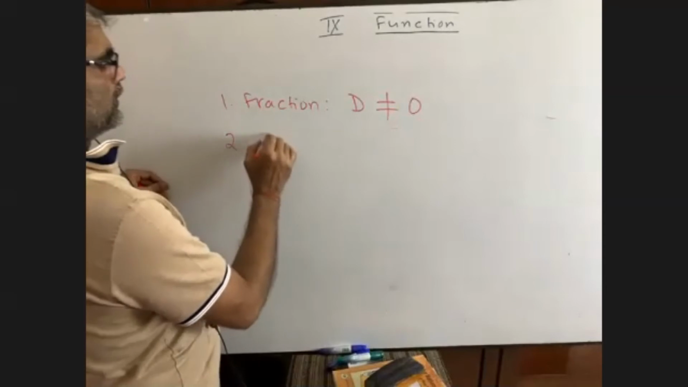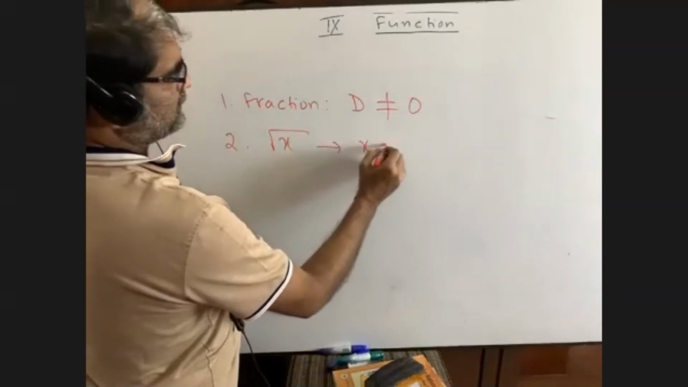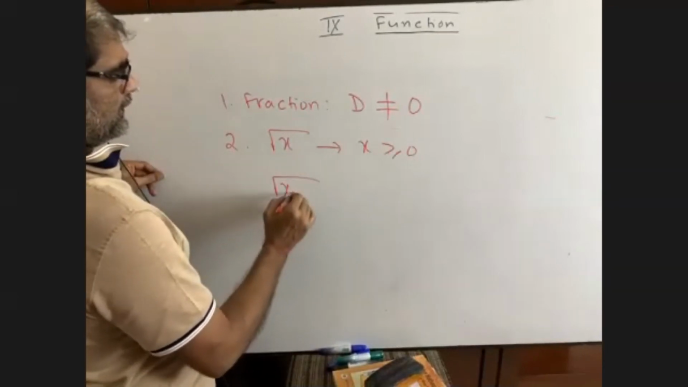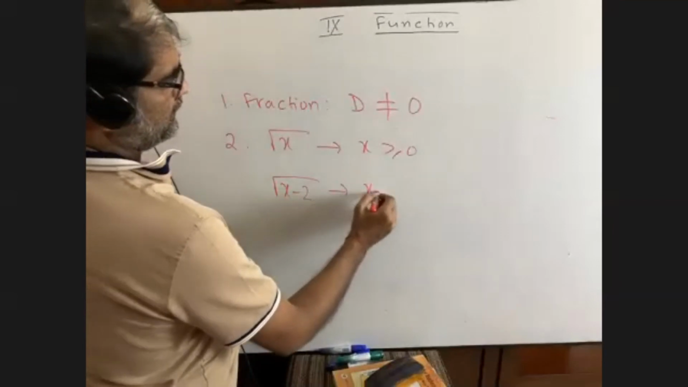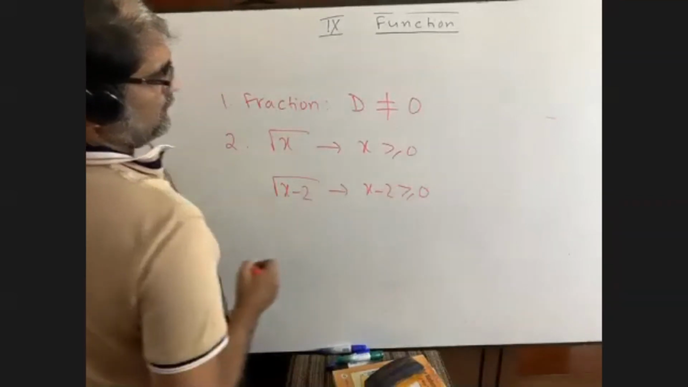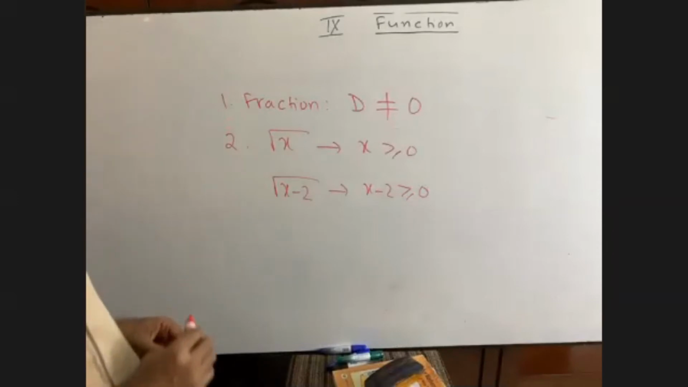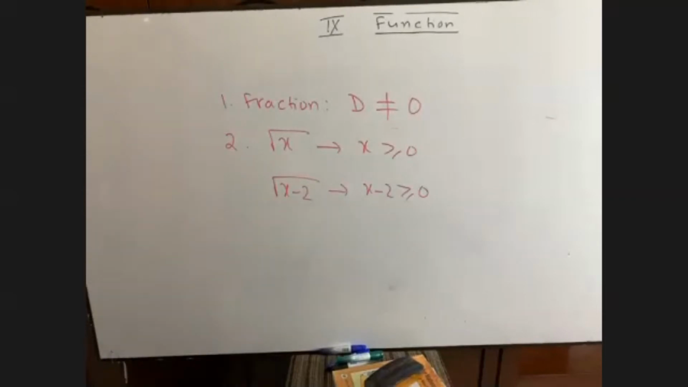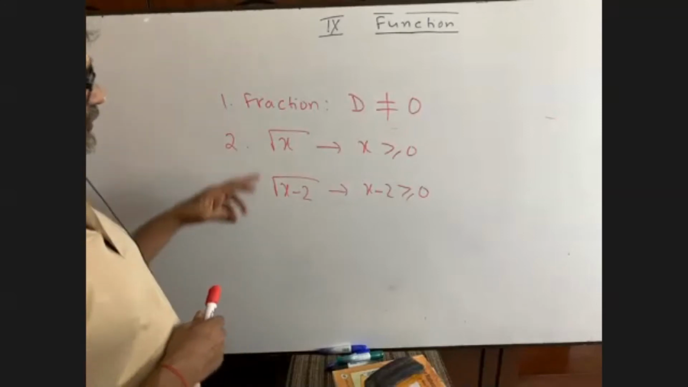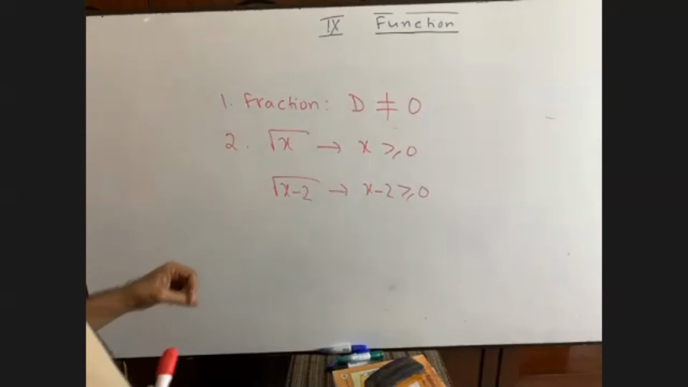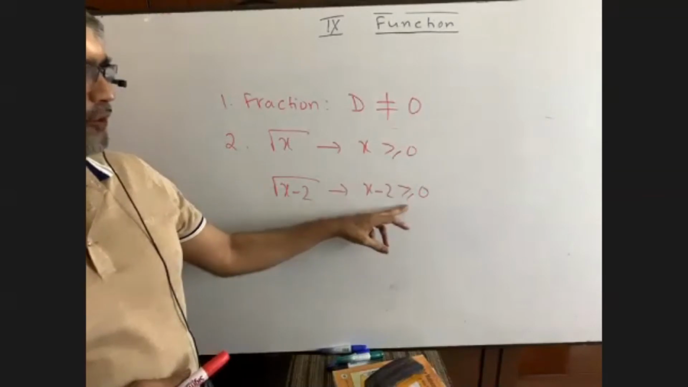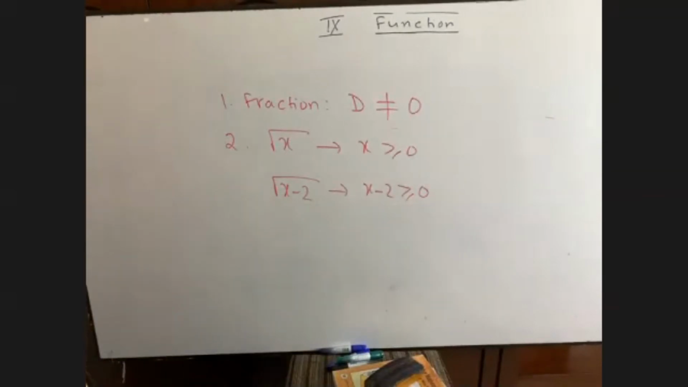Number two, for root x, x is greater than or equal to 0. It may be root over x minus 2. Have you got it? So we have two obligations to determine the domain. If you see anywhere there is a fraction, then the denominator is never 0. If you see any square root, then the terms inside the square root will be greater than or equal to 0. Okay? Have you got it?